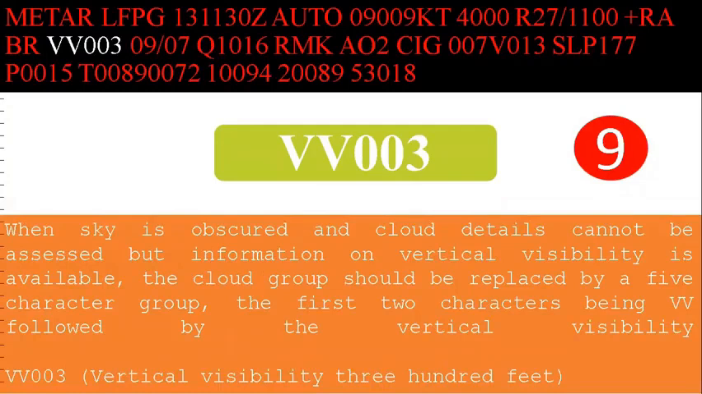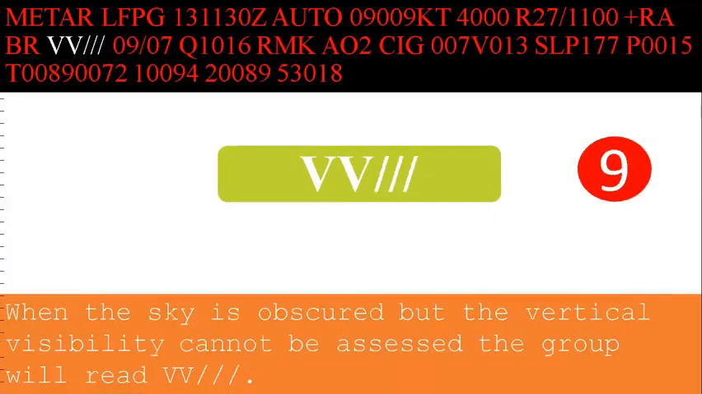If you see a double V on your METAR report, it is probably because you have fog or dust in the area. They are not any cloud, but you won't be able to see much. So here VV003 means vertical visibility 300 feet. When the sky is obscured, but the vertical visibility cannot be assessed, the group will be read as VV///.